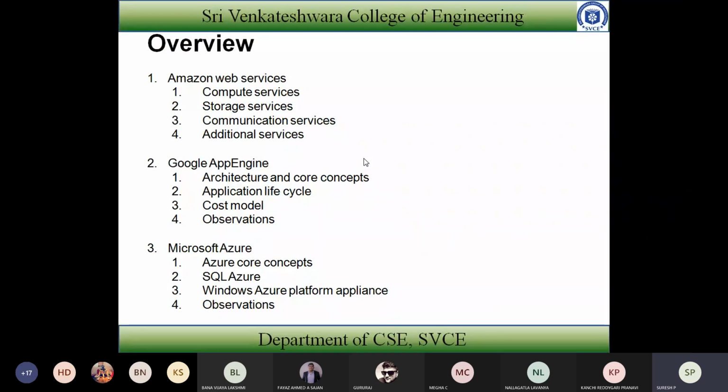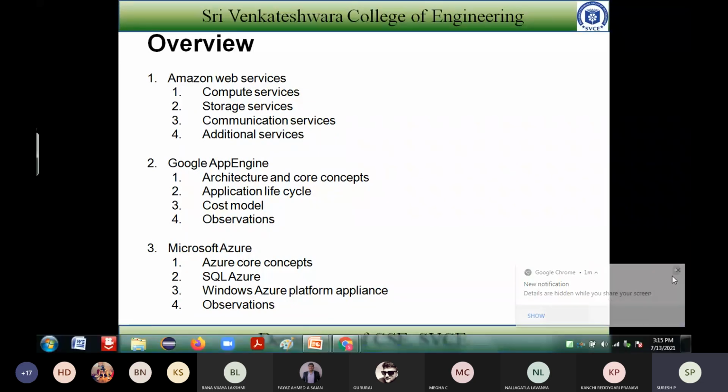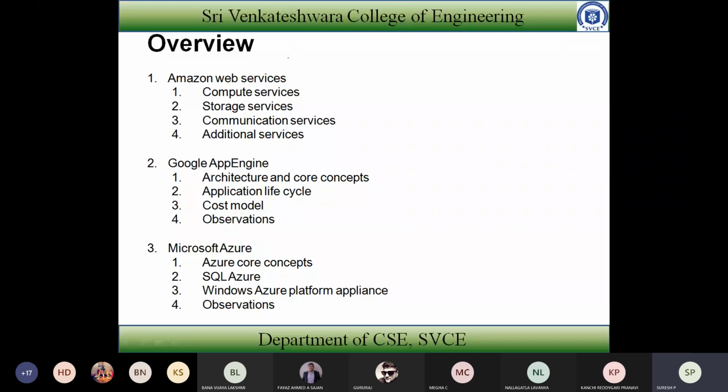We are going to have the different services provided by Amazon: compute service, storage service, communication service, and additional services. Next, you are going to have the Google App Engine. The Amazon Web Services is nothing but infrastructure as a service, that is IaaS, which Amazon is going to provide.